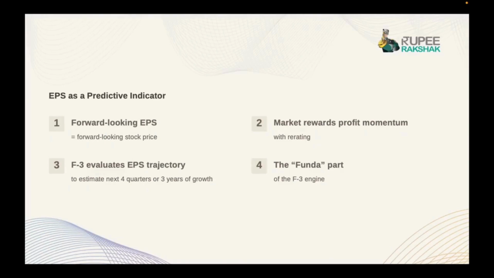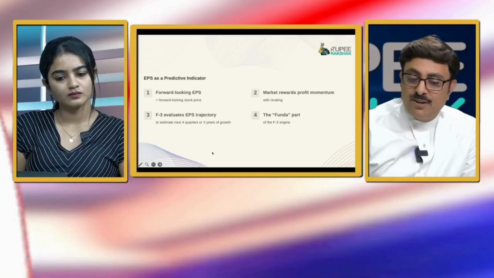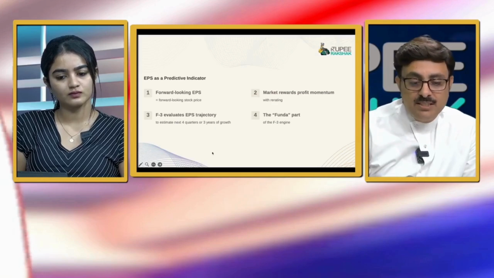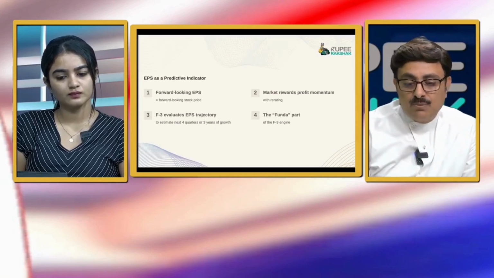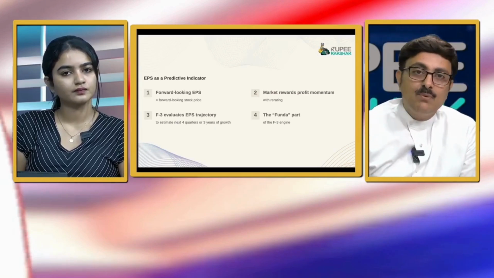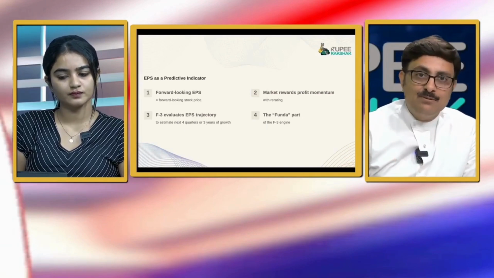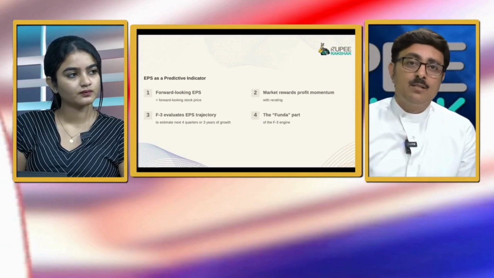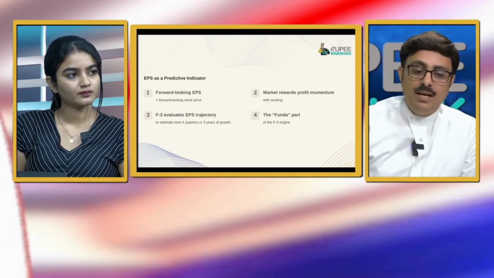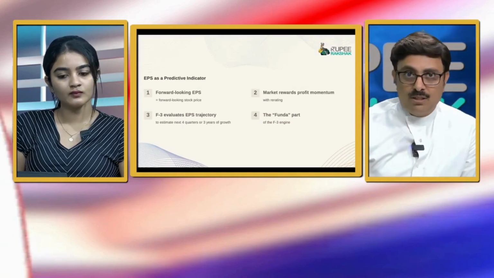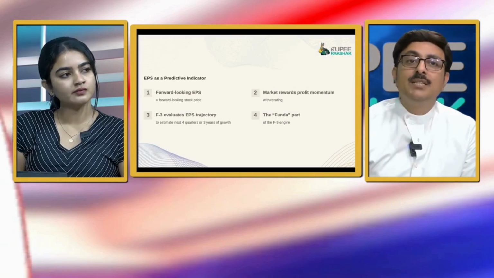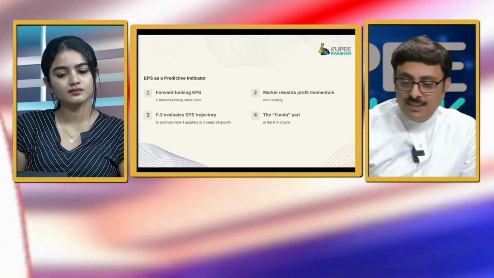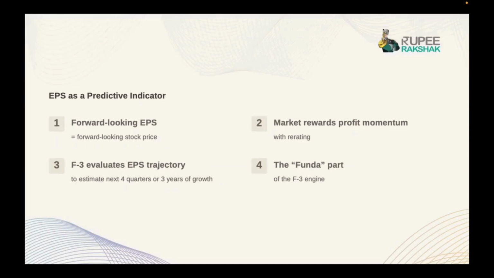Okay. So the third point is F3, our framework evaluates the EPS trajectory to estimate the next 4 quarters or next 3 years of growth. If I want to estimate 1 year, then I will take 4 quarters. If I want to calculate for the next 3 years where my specific sector basket will be, it will depend on the 12 quarters. What will be the EPS growth? Then the funda part, this is what we call the fundamentals. A simple single parameter, but the most powerful one.